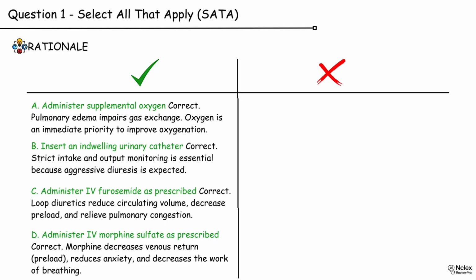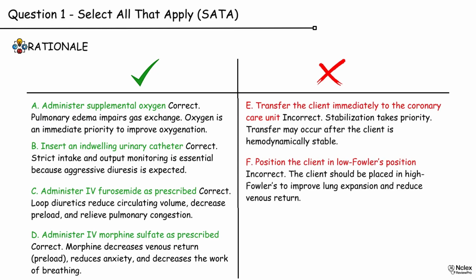Now let's discuss incorrect options. Option E, transferring the client immediately to the coronary care unit, is not the priority. Stabilization comes first. You do not delay airway and breathing interventions for transport. Option F, low Fowler's position, is incorrect. This patient should be positioned upright, typically high Fowler's, to maximize lung expansion and reduce venous return.